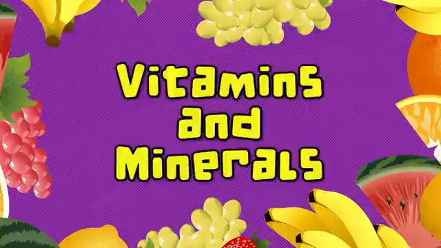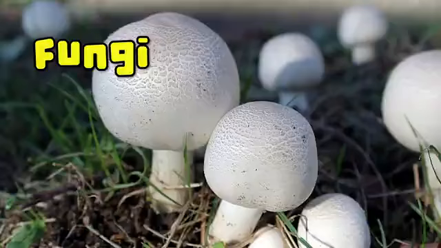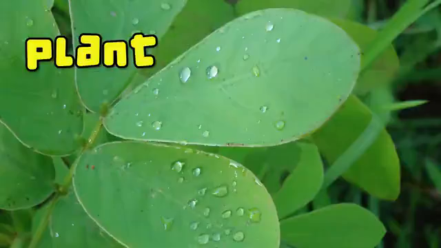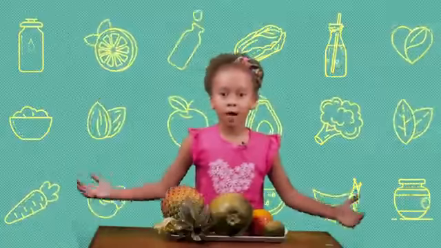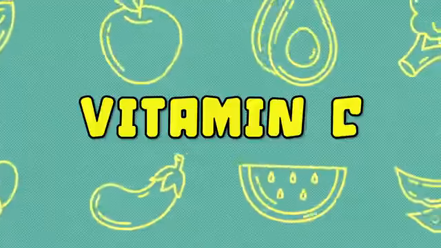Vitamins and minerals are substances that are found in food we eat. Your body needs them to work properly so you can grow and develop just like you should. Bacteria, fungi, and plants produce their own vitamins. Our bodies can't, so we need to get them from other sources. Each vitamin or mineral has a special role to play.